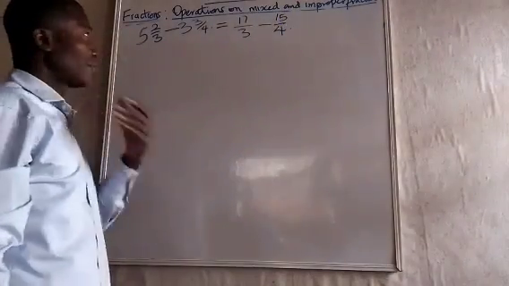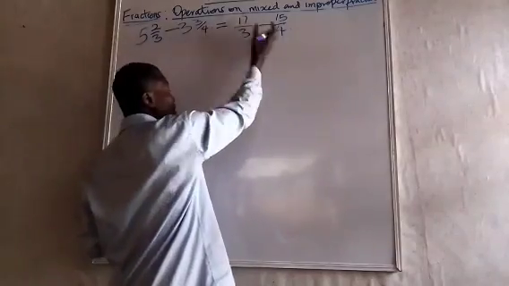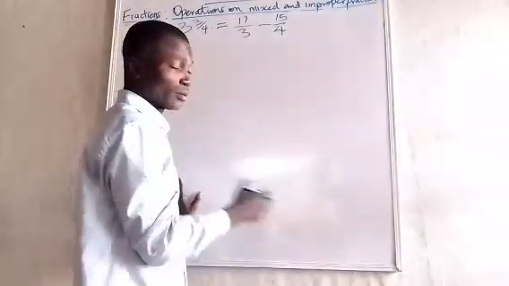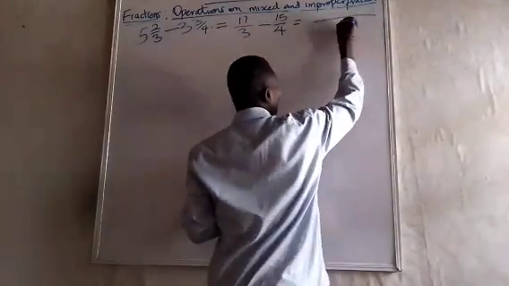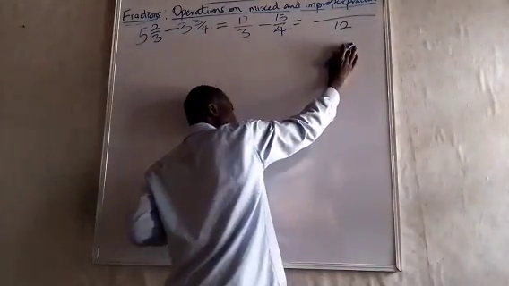You understand? Meanwhile, this one can be greater than this one, which can result to a negative answer. So don't panic. Anything can happen. Now, since you have this, let's go straight to 3 in 12, 4.